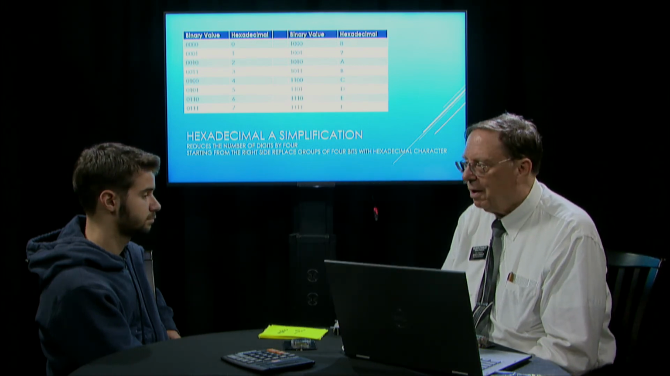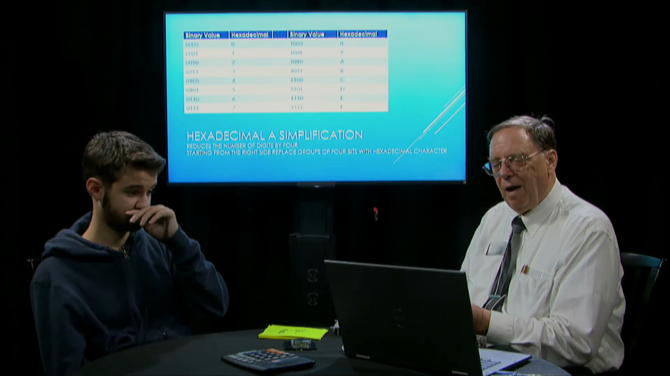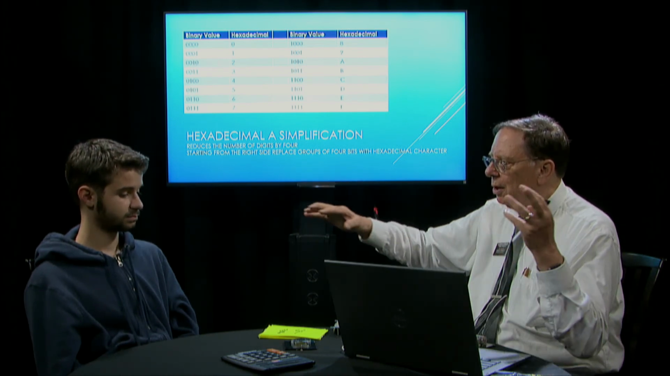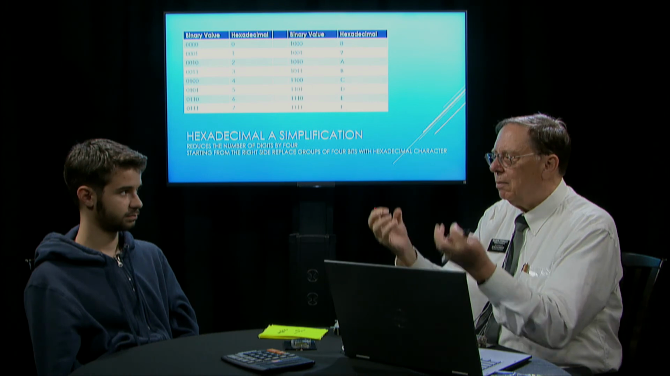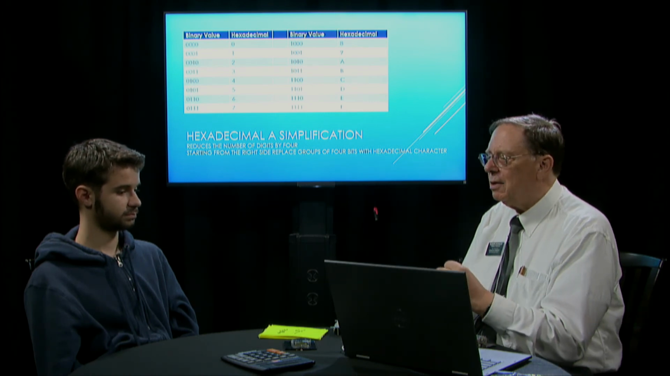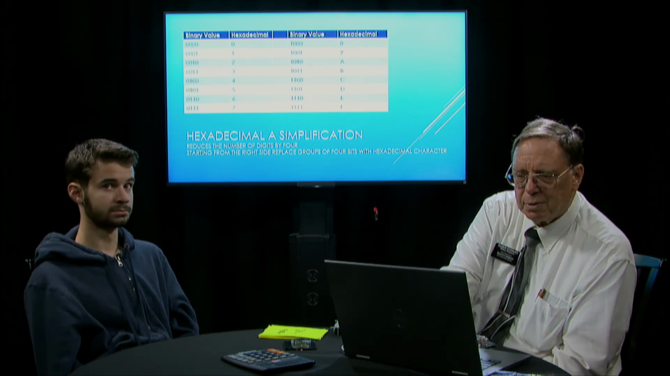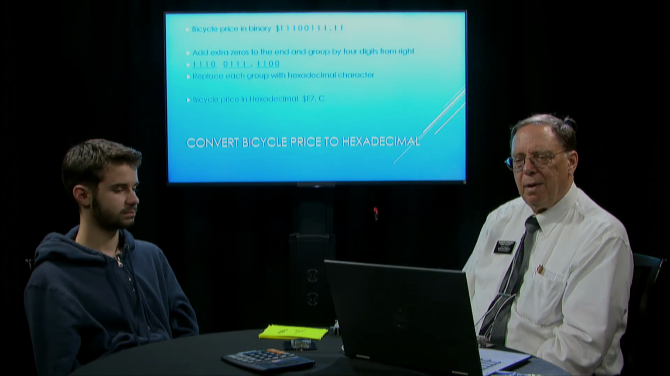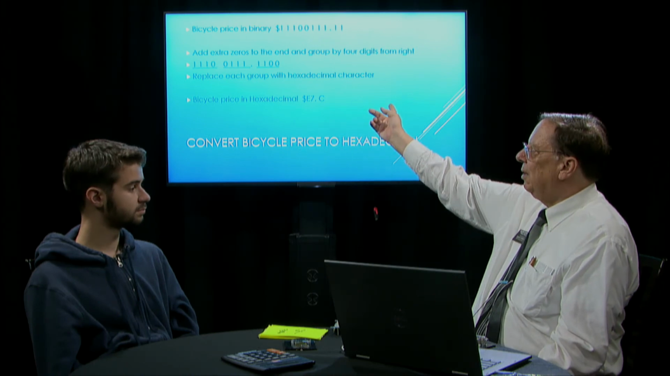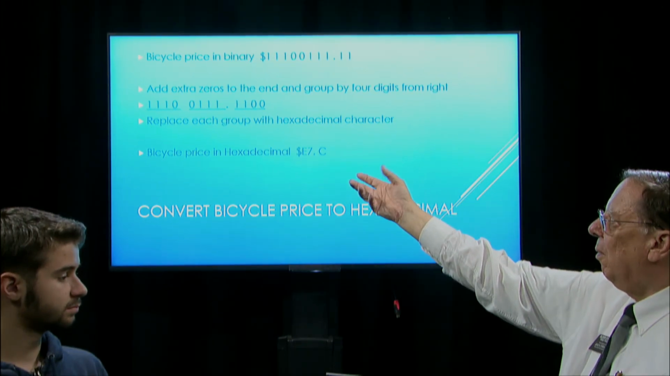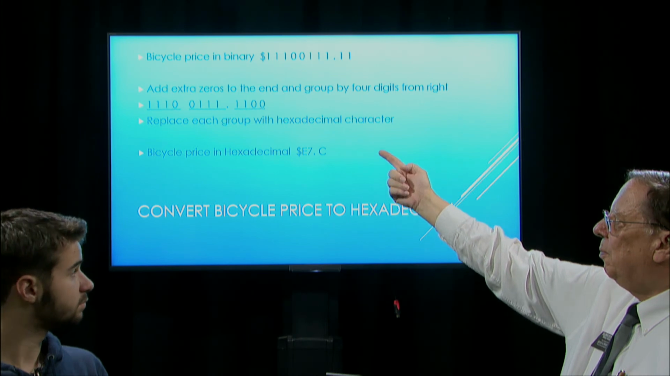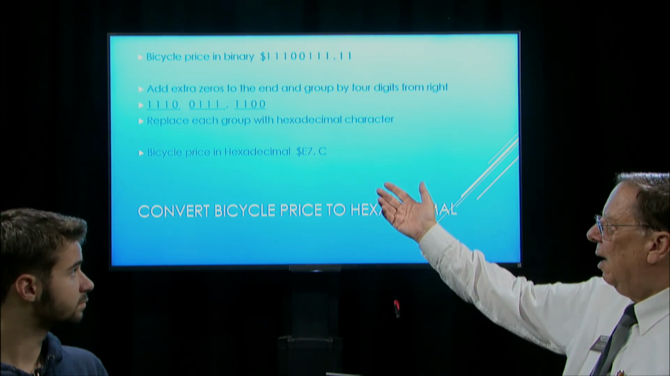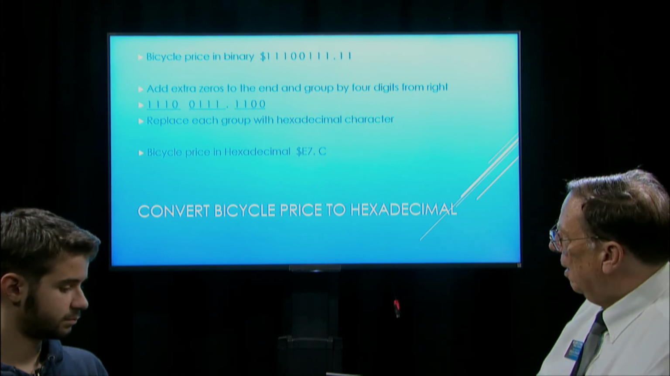So I don't know if that looks like it helps, but instead of having a 64-bit binary number or a 128-bit binary number, we can break it down to 1/4 the size by using hexadecimal numbers. So here's our bicycle price up there on the top. We need to add extra zeros on the front and the end if we need to make groups of 4. And then we replace each group with its hexadecimal character, and so we get $E7.C.